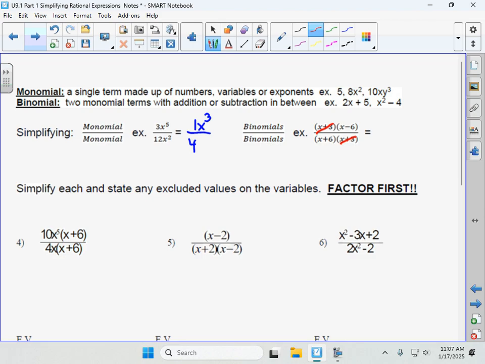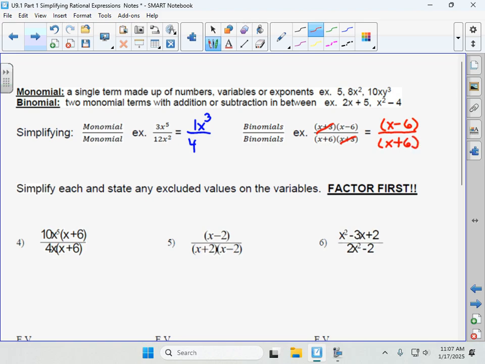On top, though, we have an x minus 6 and an x plus 6 on the bottom, and they're not exactly the same because one has a negative, one has positive. Since they're not exactly the same, then you can't cancel those out or cancel any part of them out. So our final answer here would be x minus 6 over x plus 6.